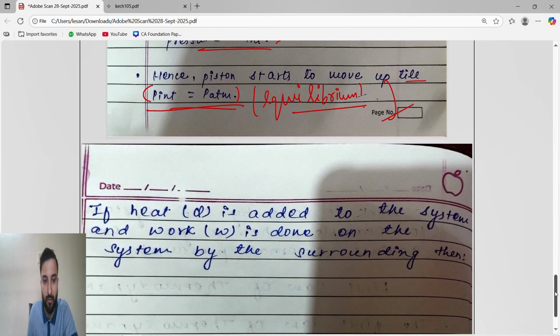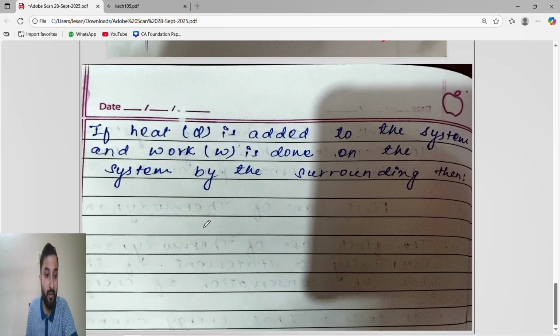After that, guys, we will solve one important problem. See here, if heat q is added to the system, heat is added to the system, it means endothermic, right? The system absorbs the heat, so it will become plus q. Heat is added to the system and work is done on the system, on the system means plus w, by the surroundings. Then the change in internal energy is nothing but delta u equals q minus w.